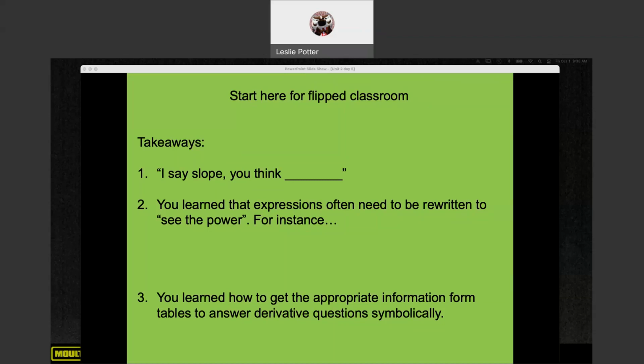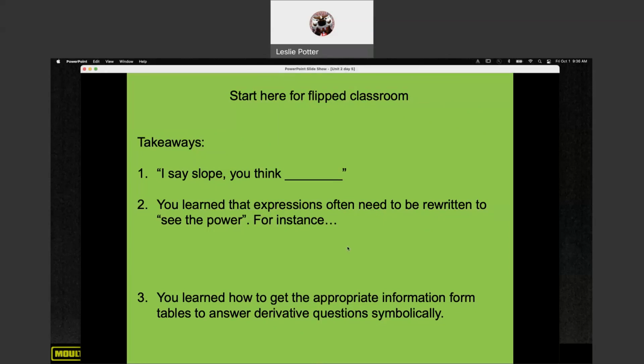So we know we've got these derivatives right now that we use for polynomials. This is the constant rule, this is the power rule, and this power rule, you have to have it written as x to a power. So can't have any x's in the denominator. Can't see any radical square root or cube root signs. We gotta rewrite it so we can see that power. Feel the power. Okay, so I say slope, you think? Derivative. Yay!